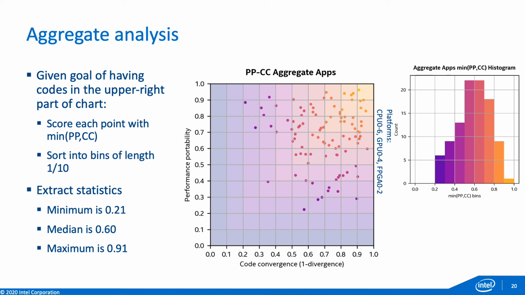There are many different ways to compare these sort of things. But some of these things are very useful here. We can see that the median is 0.6, the minimum is 0.21, and the maximum is 0.91. So we have some idea of how our codes behave.